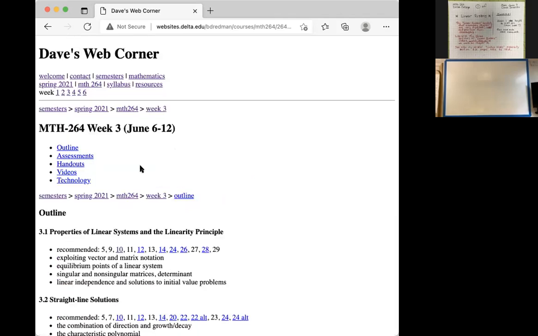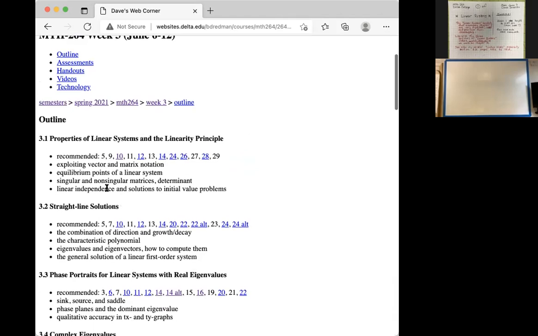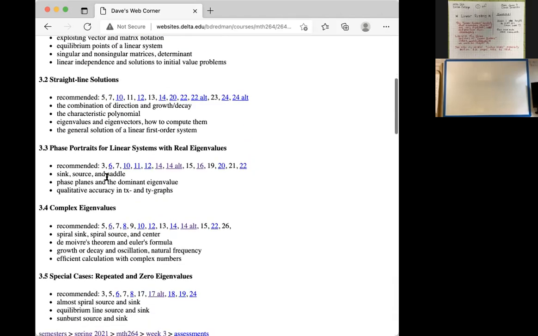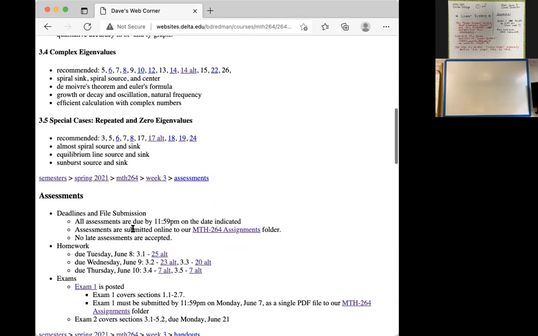As we go into week 3, you've got your standard outline. You've got your assessments. Now, it's not 3 problems a day right now, and I don't think it's going to go back to 3 problems a day. It's going to be 1 or 2 problems a day. And I think we'll talk about sections 3.1 and 3.2 today. For the most part, probably all of 3.2.